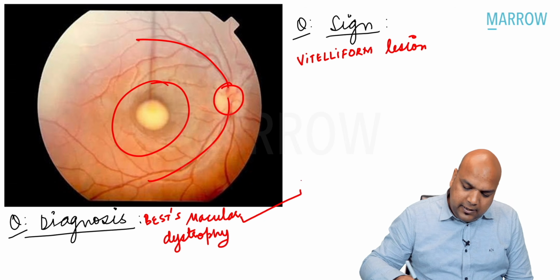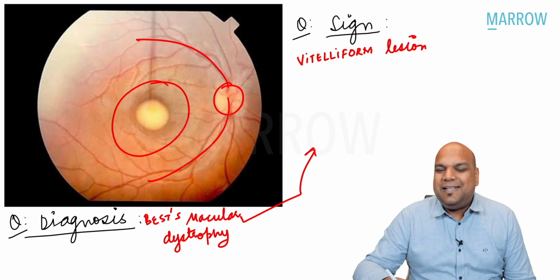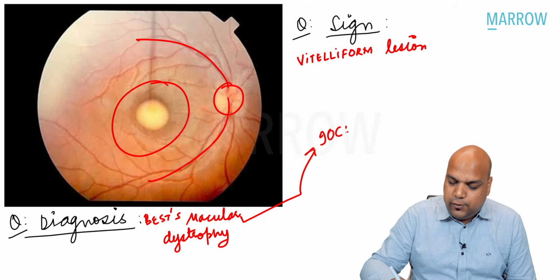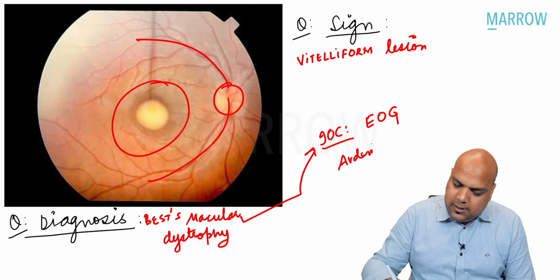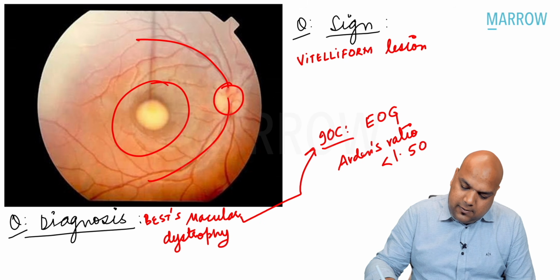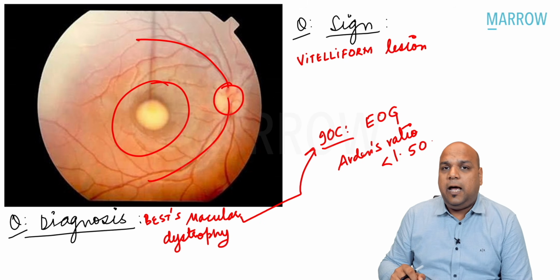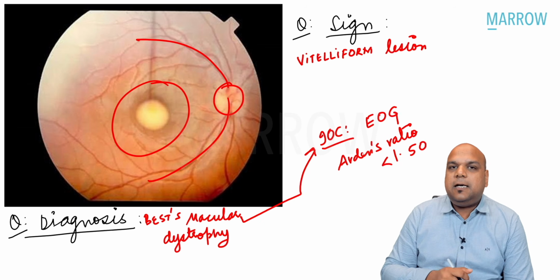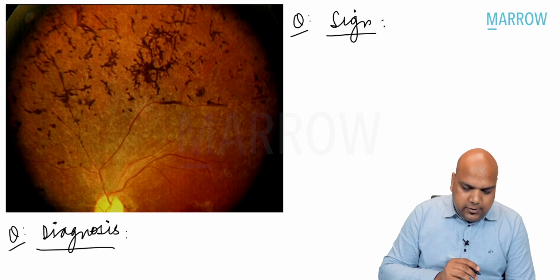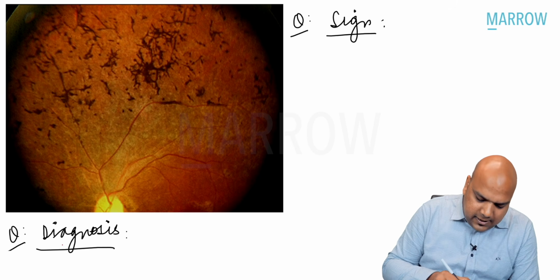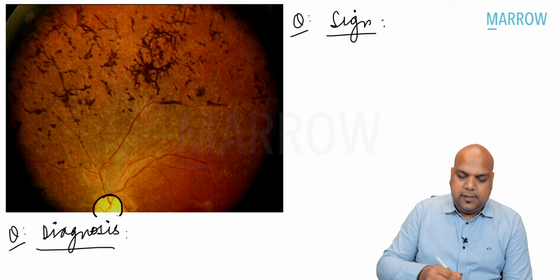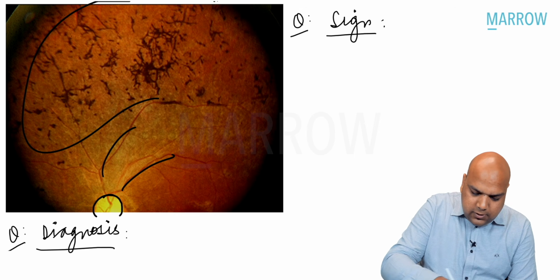Now, what is the characteristic question about Best's macular dystrophy? That the investigation of choice is not ERG, instead it is EOG, because the Arden ratio is characteristically less than 1.5 when the normal is greater than 1.85, and that's the basic idea about this image. Moving on to the next image, again the sign and the diagnosis, right? In the sign, what do we see? Again, let us first focus on the optic disc. Optic disc, blood vessels. Now we look on the periphery.